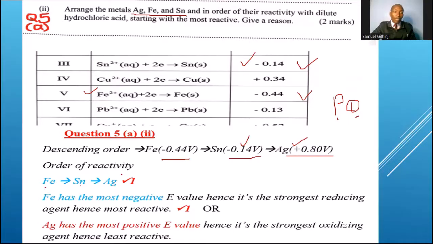The reason for that, the order there it is: iron has the most negative E value, hence it's the strongest reducing agent, and hence the most reactive. If you like to argue with silver, well and good. It is the most positive, hence it is the strongest oxidizing agent, and that's why it is the least reactive there.